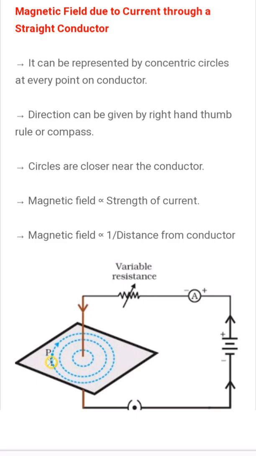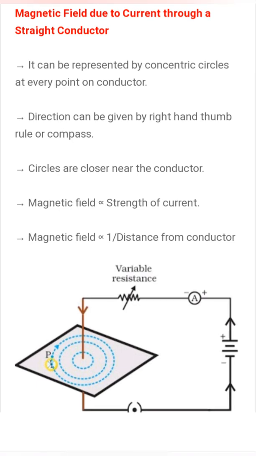Now the magnetic field intensity will be more as the strength of the current is more, and if the current is less, then the intensity of the magnetic field will also be lesser. As we move away from the wire, the intensity of the magnetic field will be lesser. This shows that the magnetic field is inversely proportional to the distance from the conductor and directly proportional to the strength of the current.